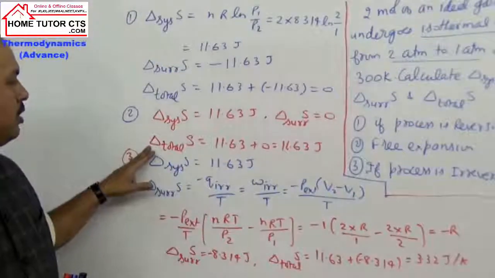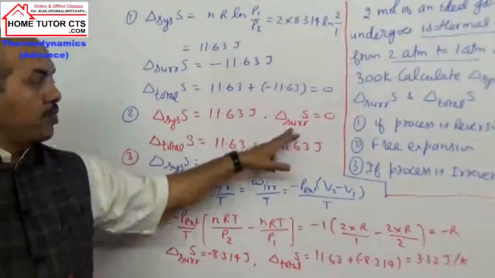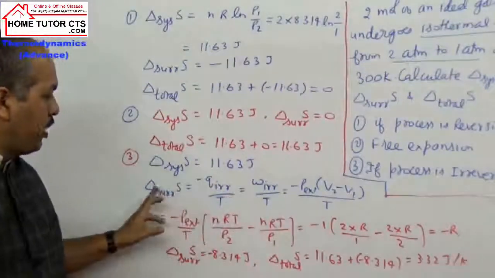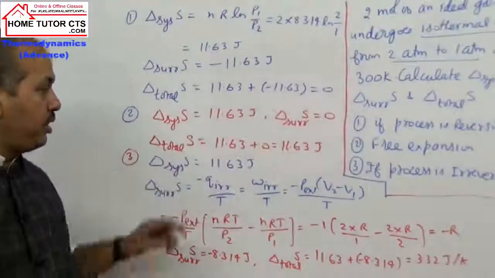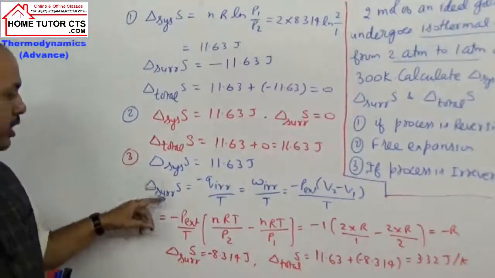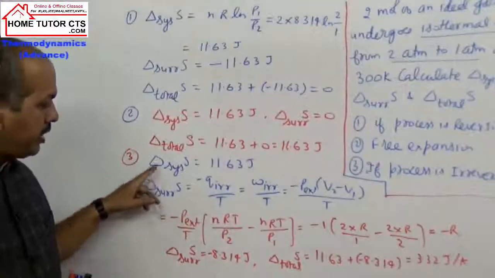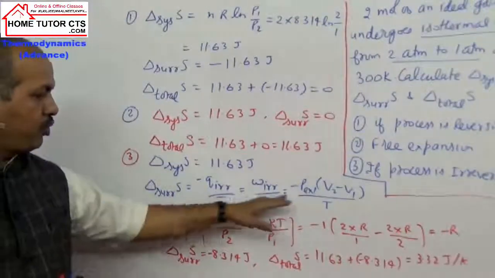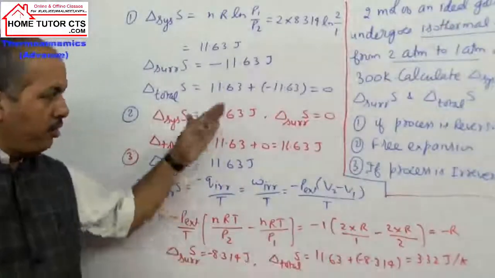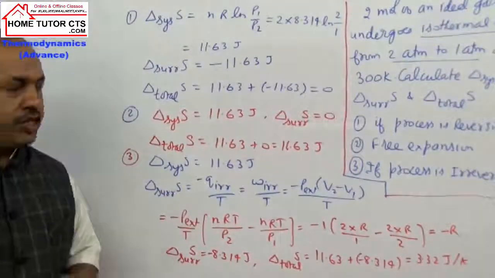And then when we take free expansion, Q is 0, so work is 0. We can take this expression. So delta S surrounding is 0 in free expansion, then total is same, only 11.63. And then last one taken here, delta S system will be same, delta S surrounding you can calculate this way here. So this I hope is clear, and with this the chapter we are finishing right now.